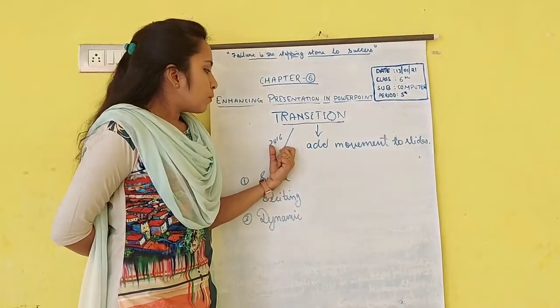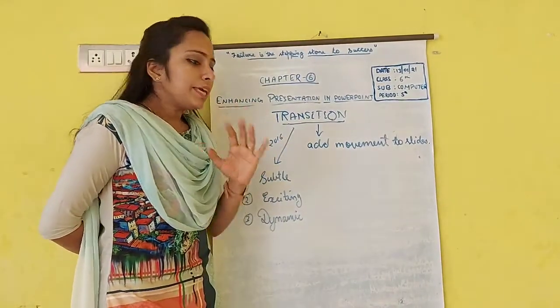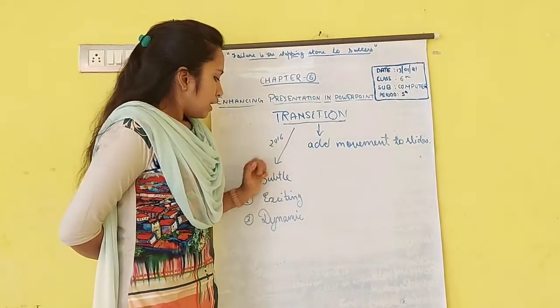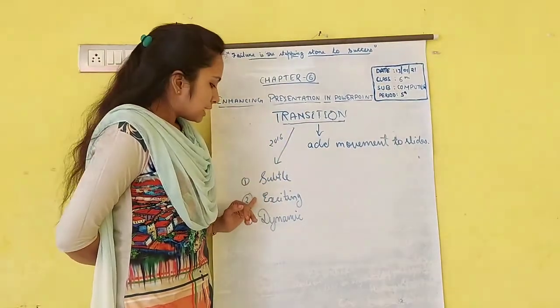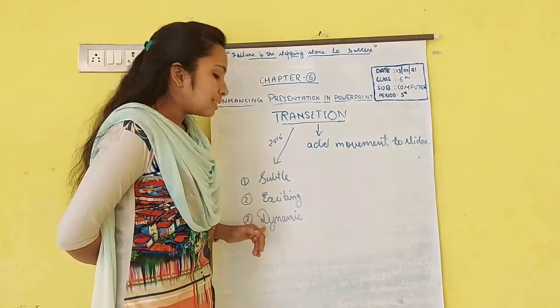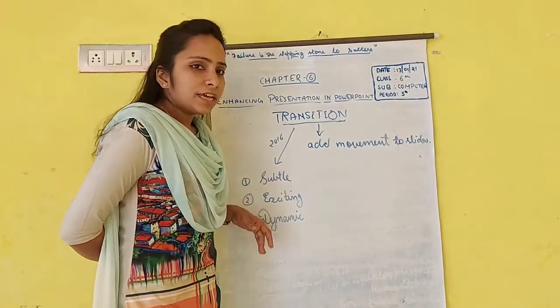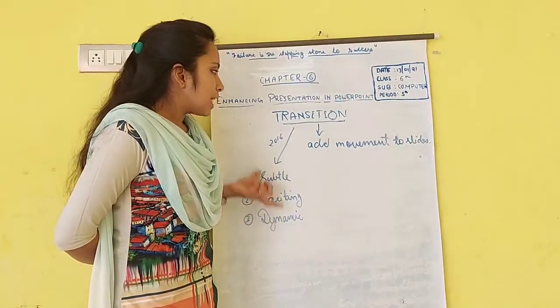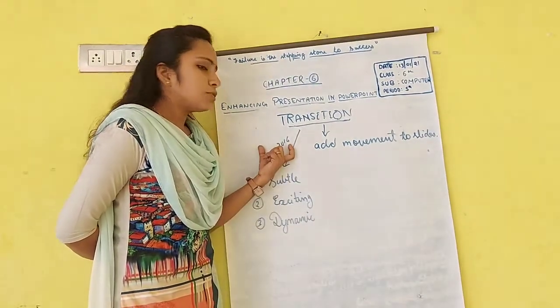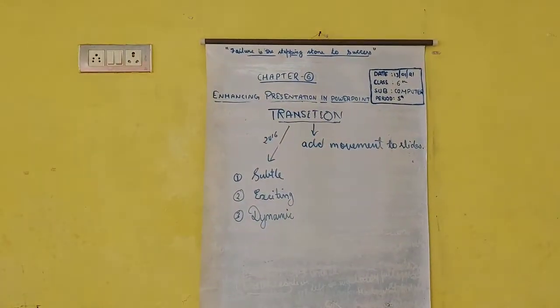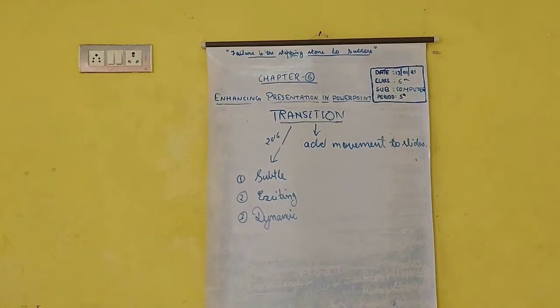Then, in MS PowerPoint 2016, we get three types of transitions. I show you the image how it is. First is subtle, second is exciting, and third is dynamic. Subtle, exciting and dynamic. We get these three types of transitions in PowerPoint 2016. Okay? Now let's see what those transitions look like.